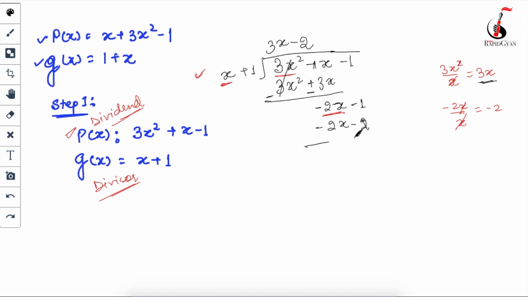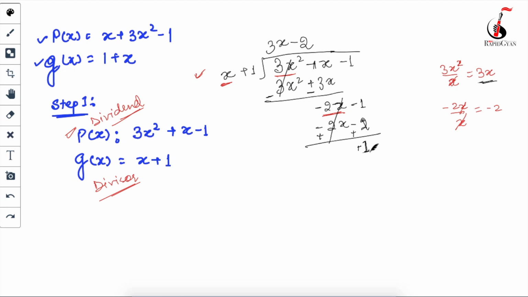Again we will have to subtract. What I have told you, whenever you subtract a polynomial from another polynomial, we change the sign. Here it's minus, so this will become plus, here it's minus, this will become plus. So this is minus 2x, this is plus 2x, cancel out. This is minus 1 plus 2, which will give me plus 1.